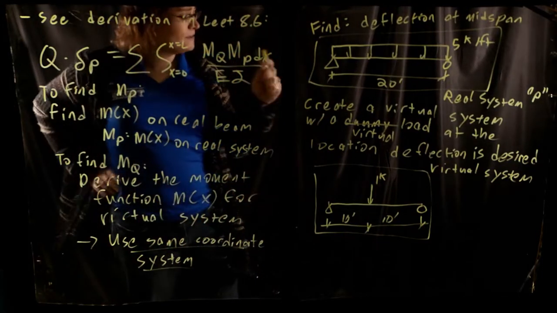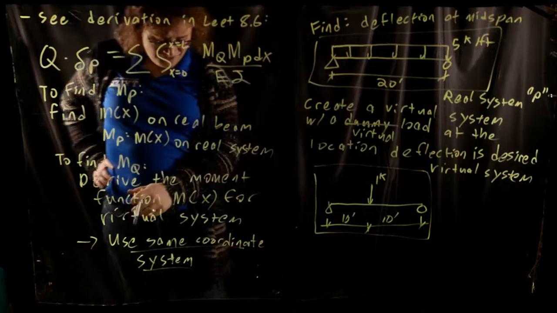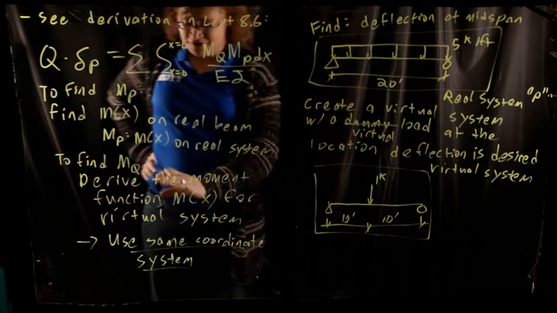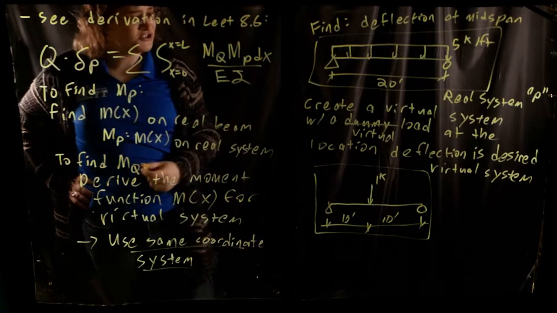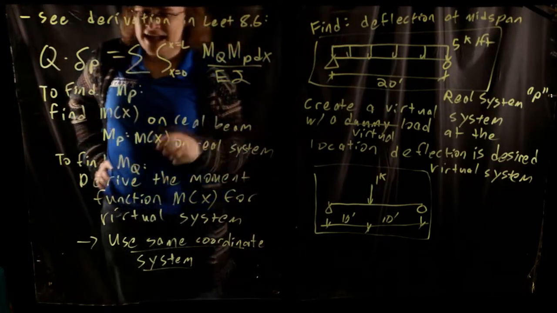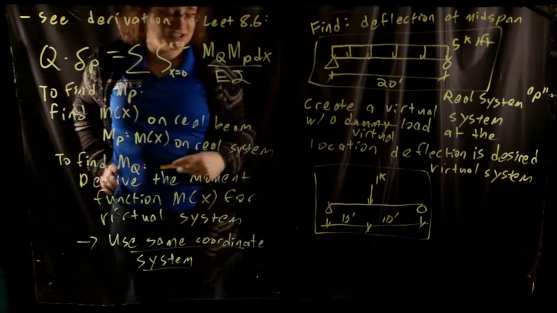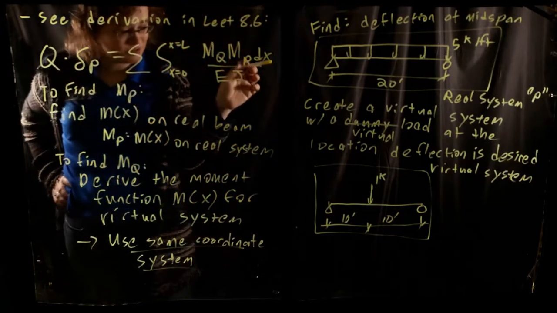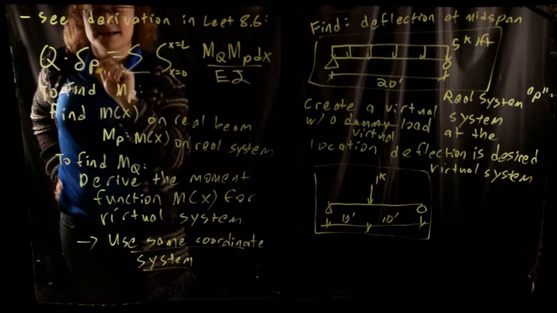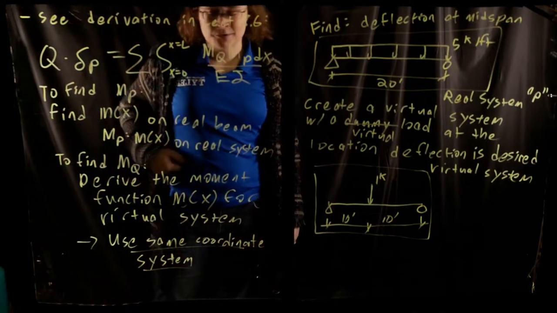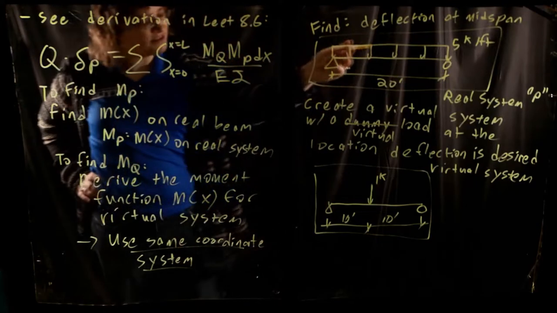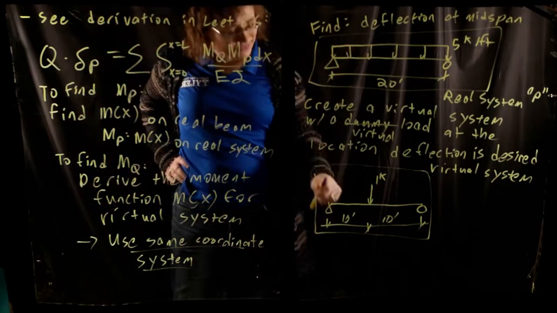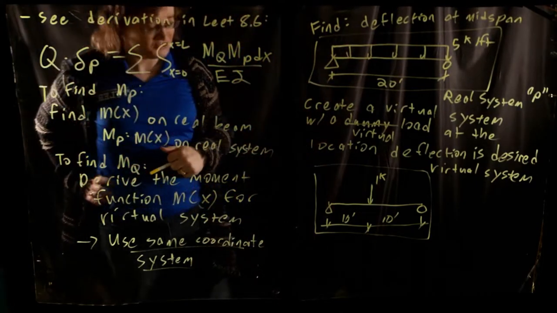Anyway, once you have your MQ and your MP, it's fairly straightforward. You put them into your integral, you run through the calculations, and you balance it against Q, which is just going to be a one kip load, a one kip virtual load in our case. And we would solve for delta P, which is what we're ultimately after: the deflection of the real system under the real loads at the point of application of the virtual load.